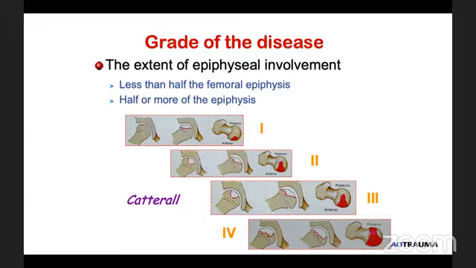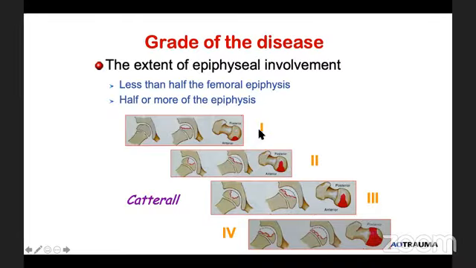Whereas the grade of the disease basically indicates the extent of the involvement, and that's something which ideally should not change at all. And here, we have 2 or 3 different classifications. The one that has stood the test of time is the Catterall grade. And very simply, it's divided into 4 grades. But what is important is grade 1 and 2 versus grade 3 and 4. So 1 and 2 is where you have less than half of the head involved. Grade 3 and 4 is where you have more than half of the head involved.